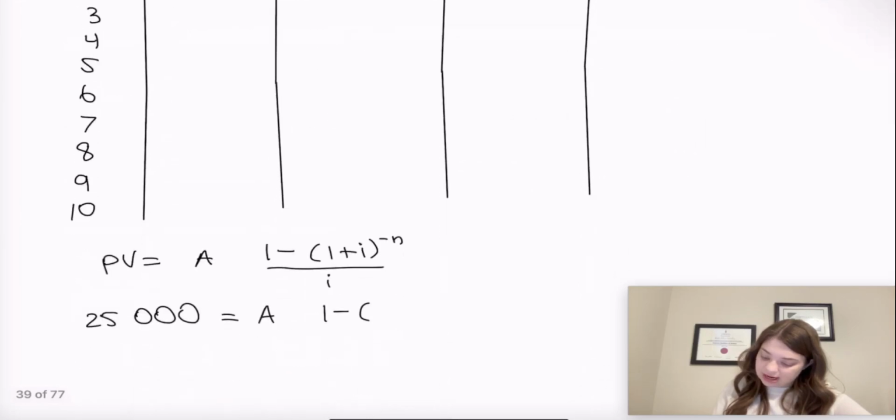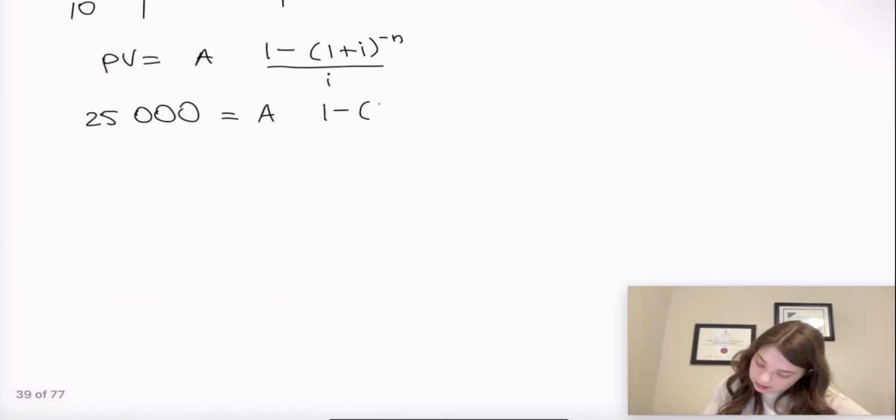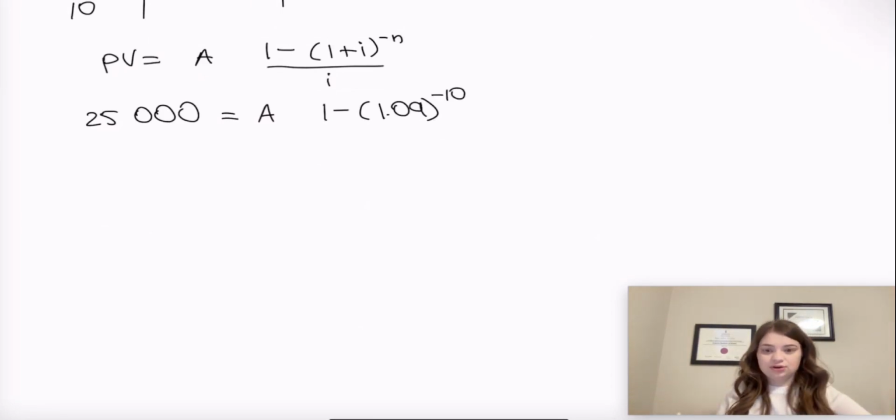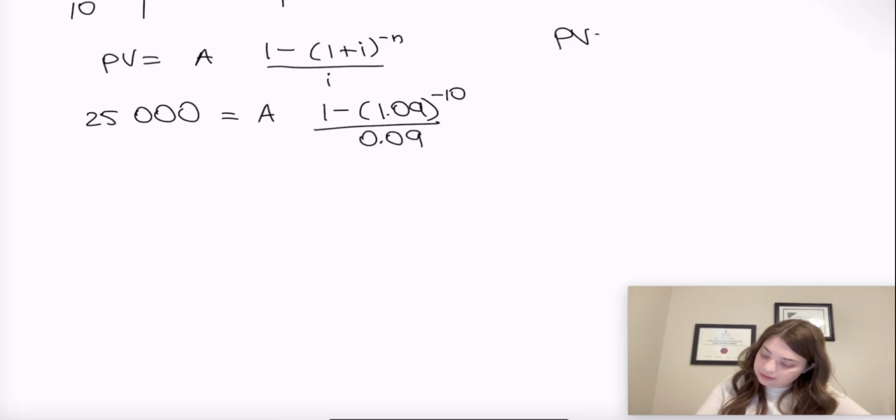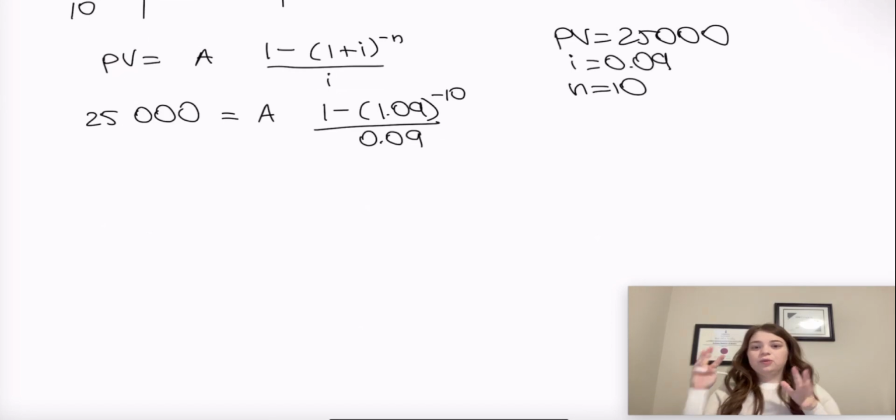Yes, it was 9% annually. So 1.09 to the power of negative n, which in this case, the number of years, is 10, and then that's over 0.09. So actually, I'll write this out. PV was 25,000, the interest rate was 0.09, and N was equal to 10, just to make it clear which values I'm using to plug in here.